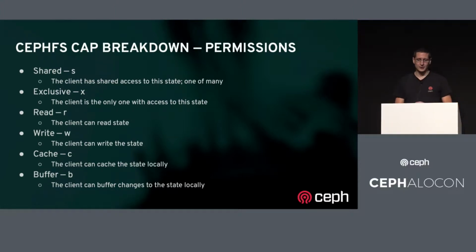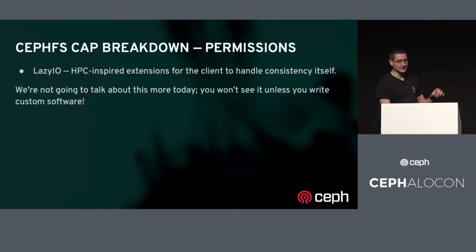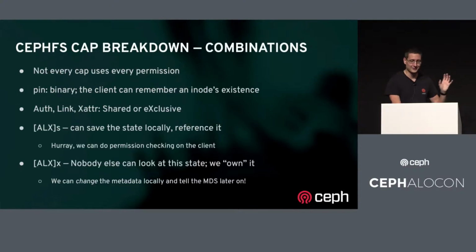There are some other caps you can have, though, on different kinds of locks. You can have a read cap, lowercase r, meaning that you can read it, a write cap, that you can write it, and then the slightly more powerful cache and buffer, meaning that you can cache reads or buffer writes. I'm going through this quickly because we're about to go through them again very slowly, so don't worry if it doesn't quite make sense yet. And then there's one other special cap called lazy IO that I think came up in a round table last night. I'm afraid we're not going to talk about that any more than just to know it exists. You won't see it unless you write custom software, but its main purpose is to let you skip a lot of the other cap handling.